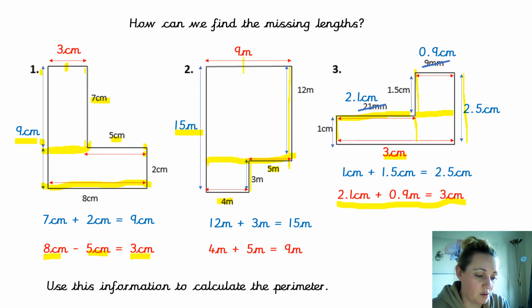So now use this information to calculate the perimeter. So now you know the length of all the sides, you should be able to work out the perimeter. So pause it and have a go. Remember, to work out the perimeter, you are going all the way around the outside.